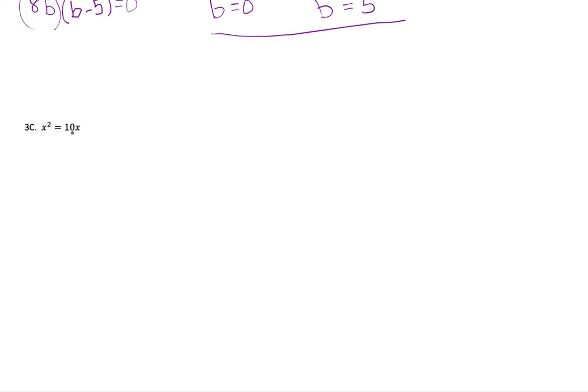x squared equals 10x. Well, it's quadratic. I should get it equal to 0. So I'm going to subtract 10x. So I have x squared minus 10x equals 0. And then I'm going to factor out an x. And then I'm going to set each of those factors equal to 0.